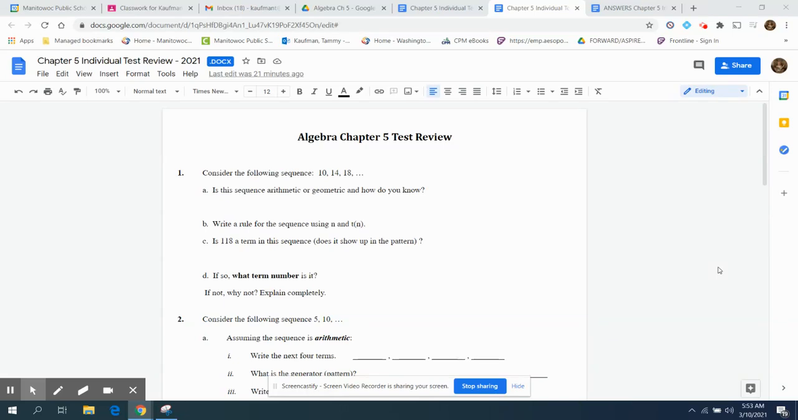Good morning. You will be completing the Chapter 5 test review today. A lot of it is to do with sequences, but there is also some other concepts that I want you to refresh your memory on. So make sure that you're showing the work for all of it. The first one, I give you the sequence. I just want you to identify, write your rule, determine if that term is in that sequence.